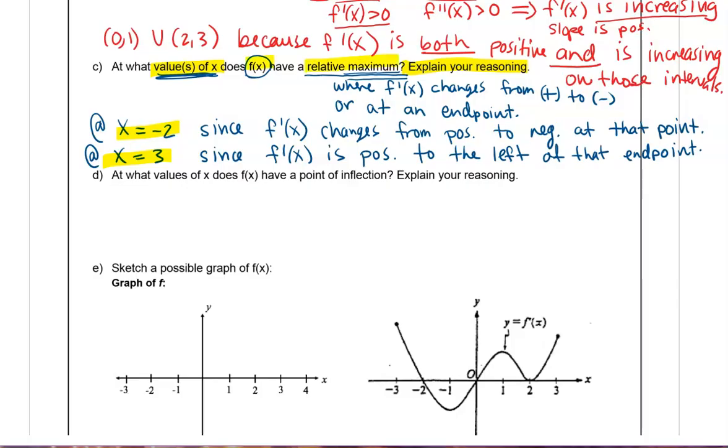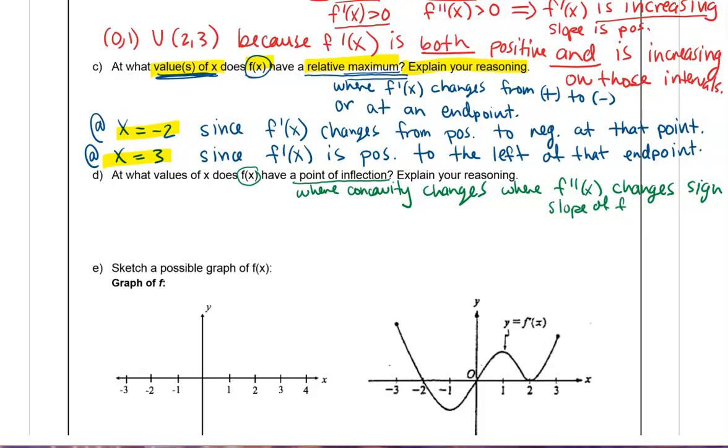Okay, then the next question is asking where f of x has a point of inflection. So a point of inflection on a graph is where its concavity is changing. So concavity changes where the second derivative changes sign. And the second derivative is the slope of f prime. So we'd be looking to see where the slope of f prime changes sign, and that would be where f prime changes direction.